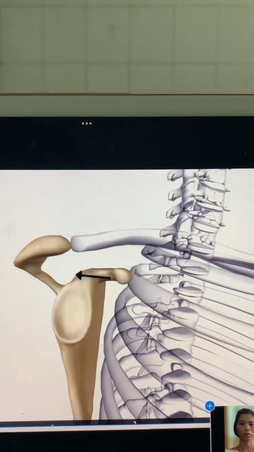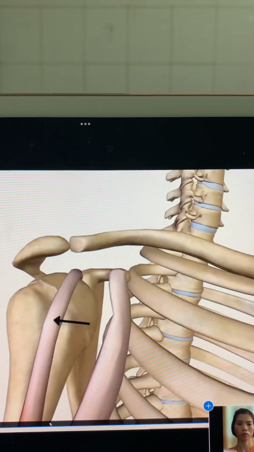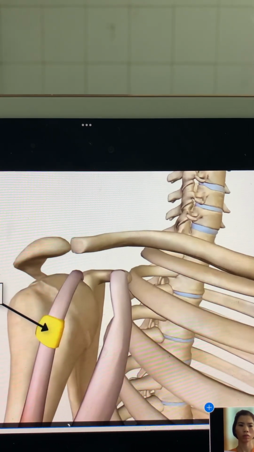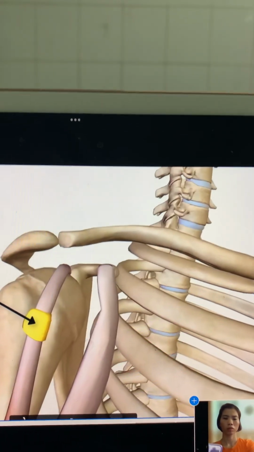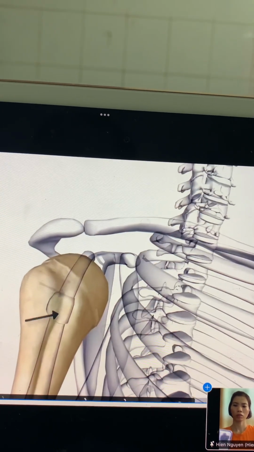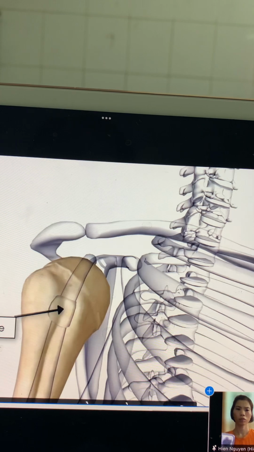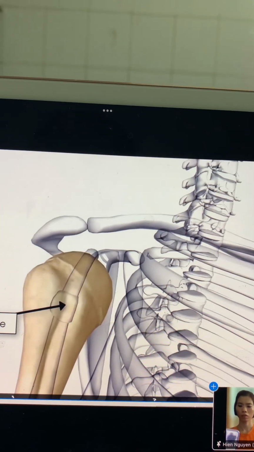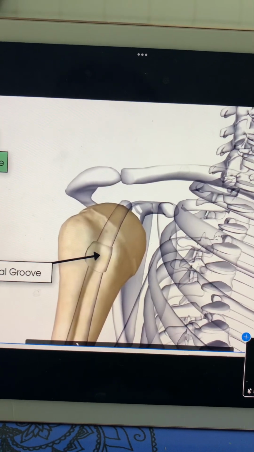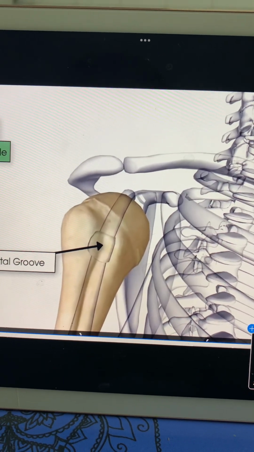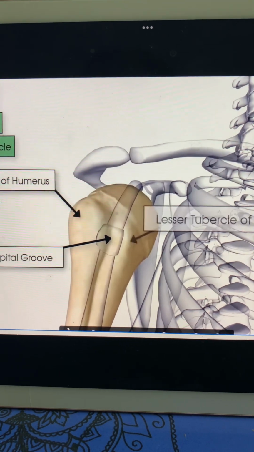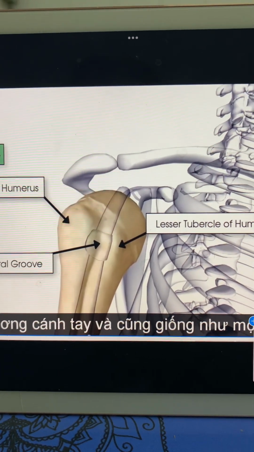So the long head of biceps then passes underneath the transverse humeral ligament. The transverse humeral ligament essentially braces the long head tendon within this, which is the bicipital groove. So the long head of biceps runs through the bicipital groove, which is held in place by the transverse humeral ligament. And that bicipital groove is found between the greater and lesser tubercles of the humerus.